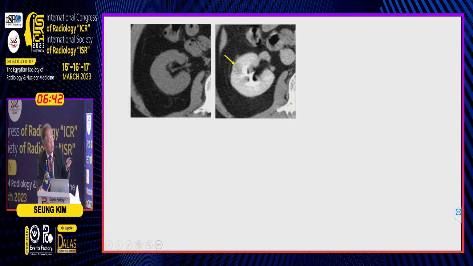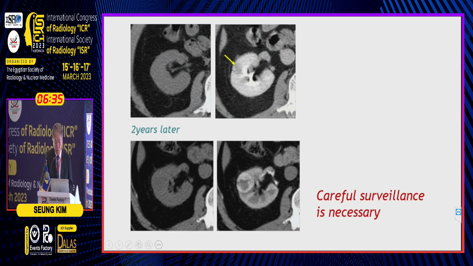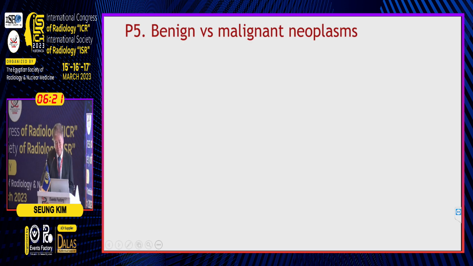Similar ill-defined low attenuated area here. So maybe we can follow up. And 2 years later, now it's clearly renal cell carcinoma. So we can wait and see, but we need to be careful, and we need careful surveillance. Now, the next problem, and probably the most common problem we are facing, is distinguishing benign from malignant neoplasms.